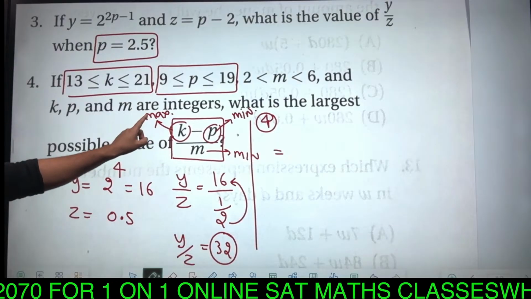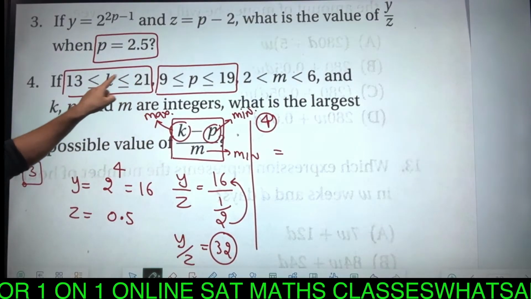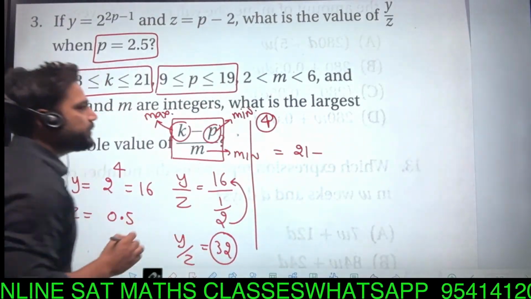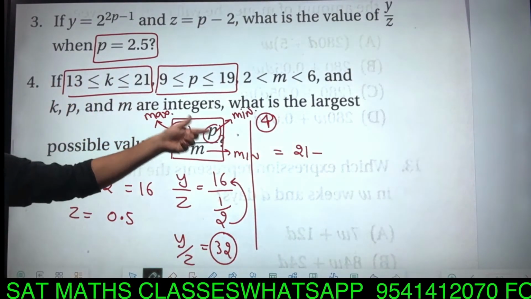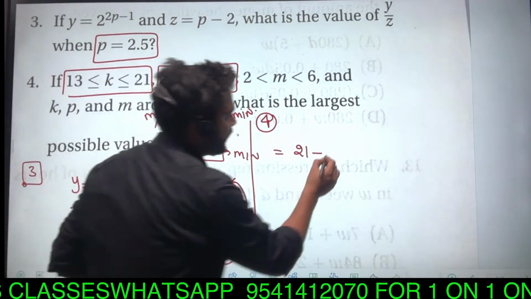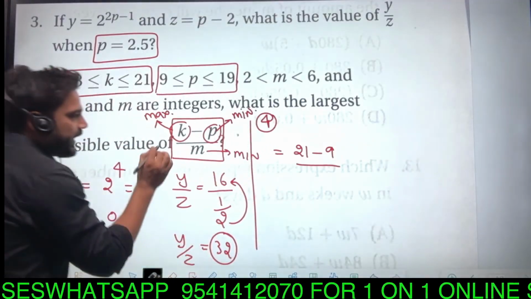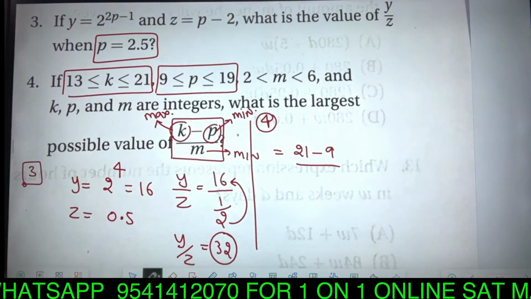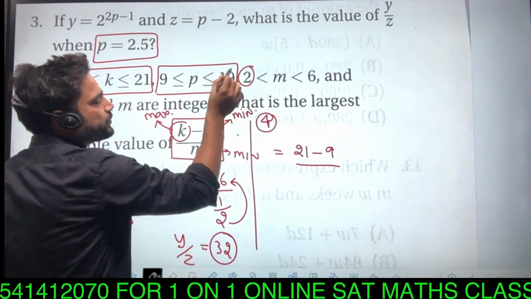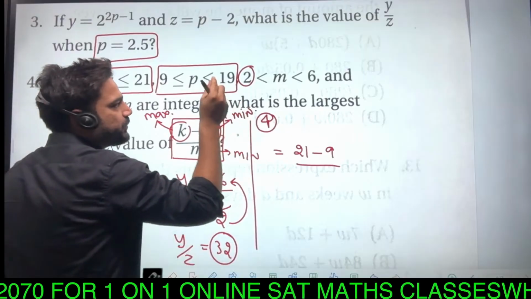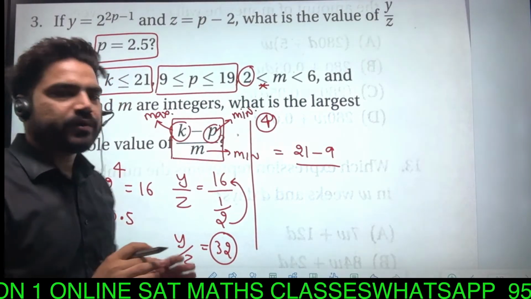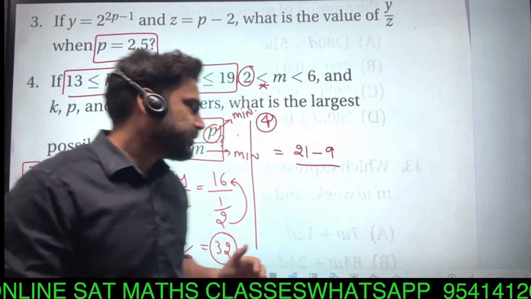This k value maximum is 21, and it can be equal to 21, so we will take 21 minus the P value. We have to take P minimum, so the value of P minimum is 9. So 9 we will take, divide by M. What is M? M value we have to take minimum, so some students will take the value of M as 2, but no, this is wrong, because the equal sign is not there. If the equal sign is not there, then you cannot take 2, you have to take more than 2, and more than 2 value is 3.